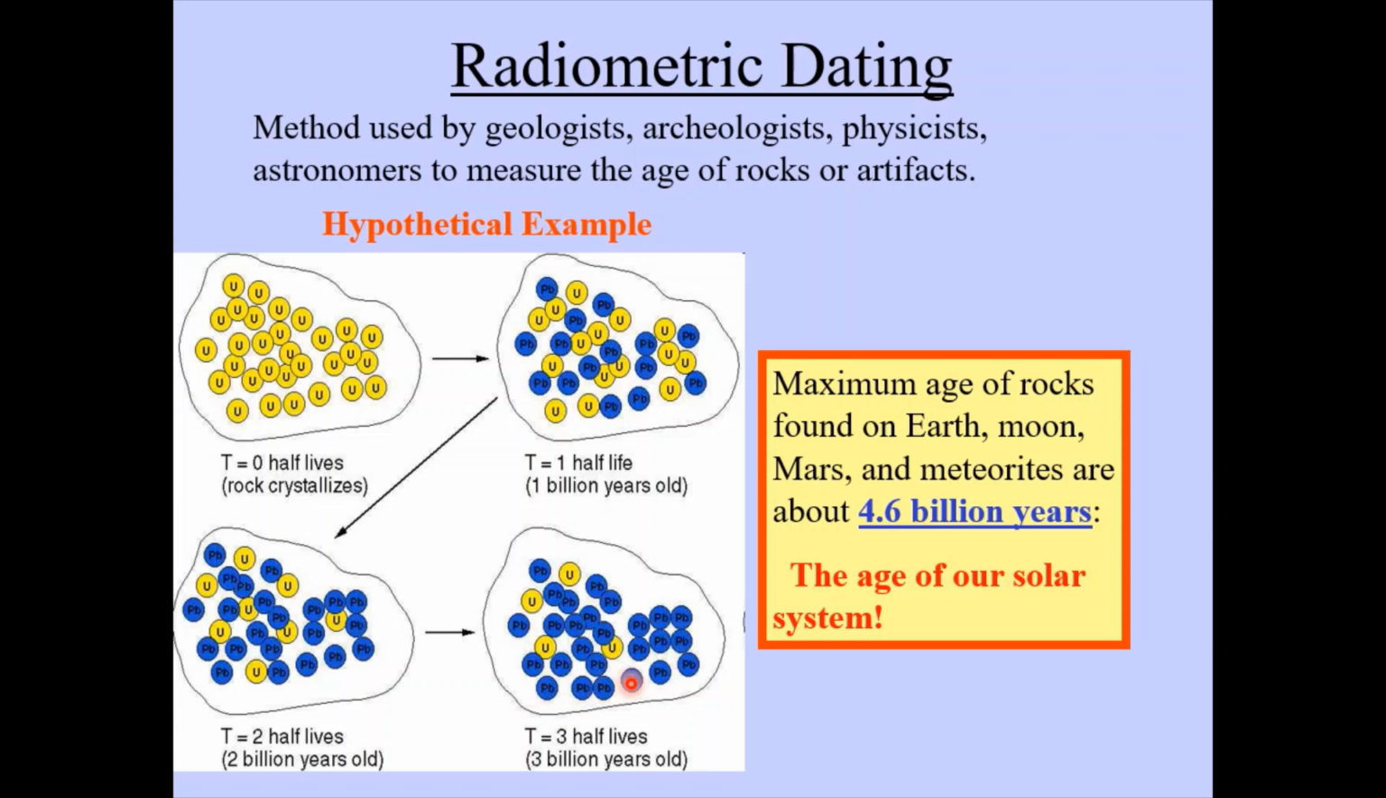So one interesting bit of information that comes from this is that the maximum age of rocks found on the Earth, the Moon, Mars, and more importantly, the meteorites in our solar system is always found to be less than or equal to 4.6 billion years. This is the age of our solar system. We know our solar system formed about 4.6 billion years ago, and one of the pieces of physical evidence that supports this is the use of radiometric dating of meteorites and other rocks.